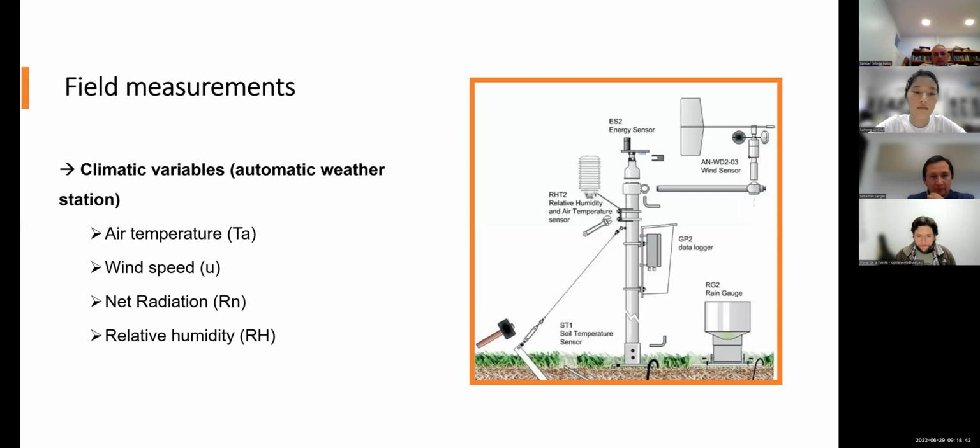In addition to this, we used climatic variables that were obtained through an automatic weather station in the study site. And we considered variables such as air temperature, wind speed, net radiation, and relative humidity.